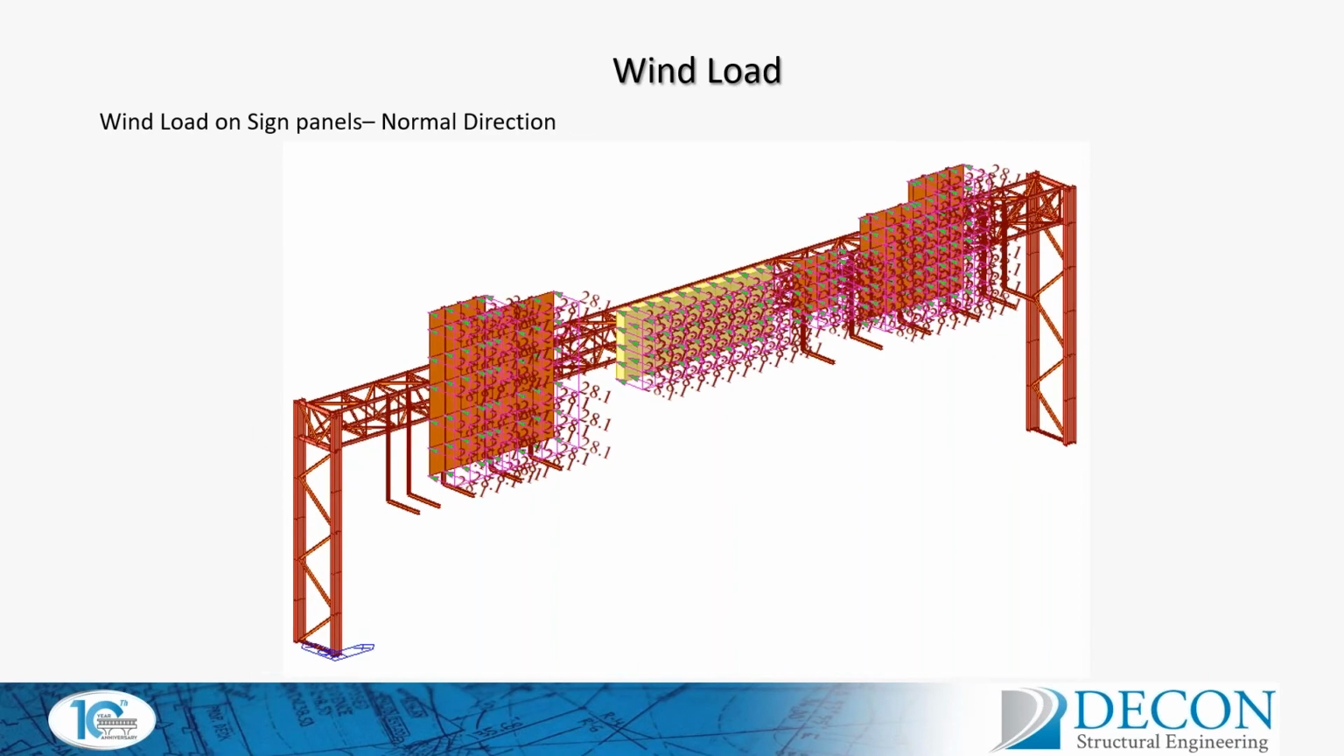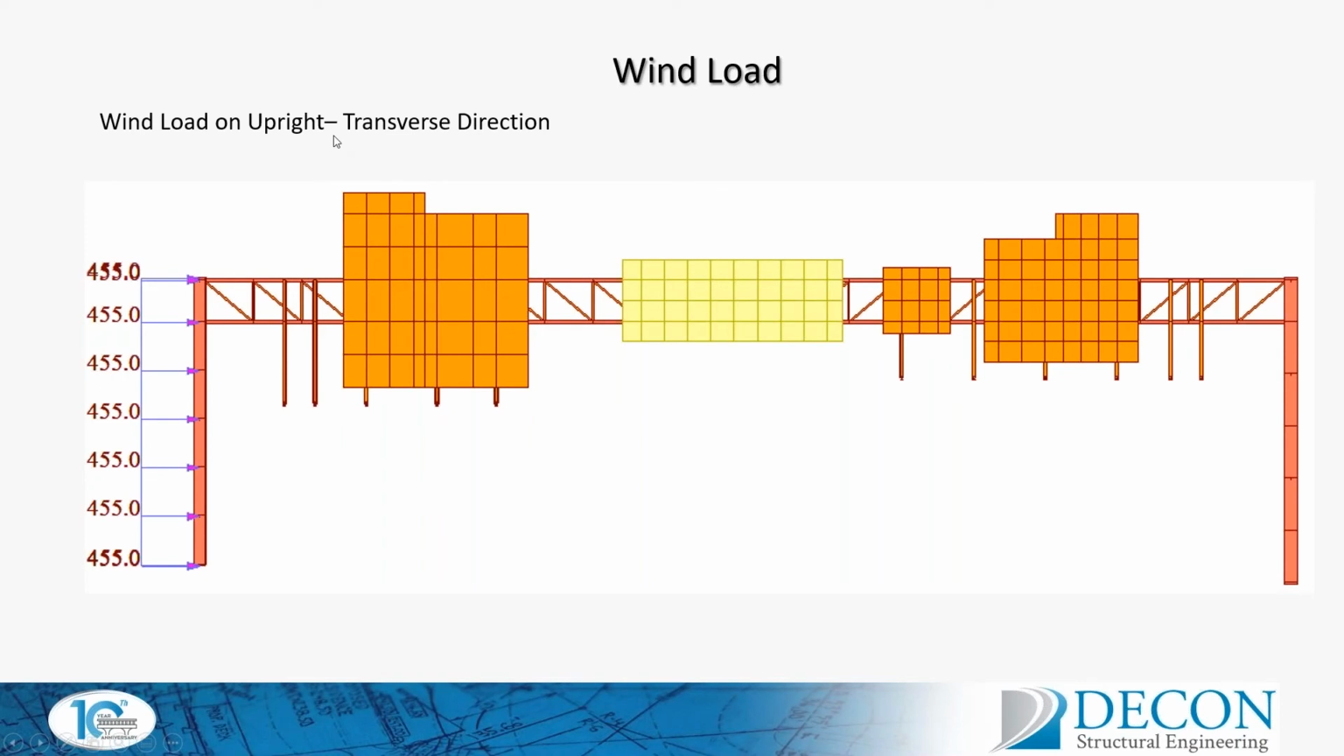And this is wind load on sign panels in the normal direction. You can see we have applied 28.1 PSF of load, which has already been calculated as per the AASHTO LTS. We have applied this in the global Y direction, which we can also refer to as the normal direction of the truss. We applied it throughout the exposed area of the sign panel. And this one would be the wind load on the upright in the transverse direction. So we have applied the total wind load in the global X direction.